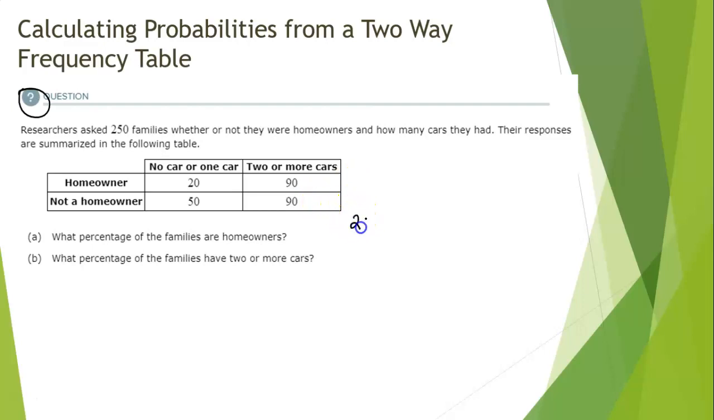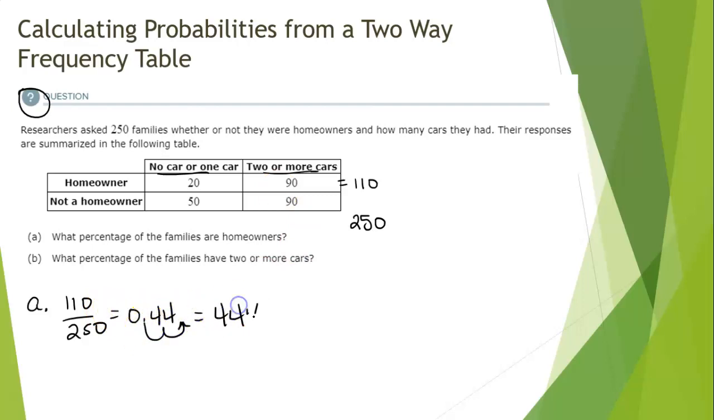All right, you should have noticed that your total is 250. It says, what percentage of the families are homeowners? Notice that A asks nothing about whether it's no car or one car, which means I need the total number of homeowners, which is 110. That's 110 out of 250. We're going to divide 110 by 250, and that gives me 0.44. If I move that decimal point 2 places to the right to change to a percent, it becomes 44%.